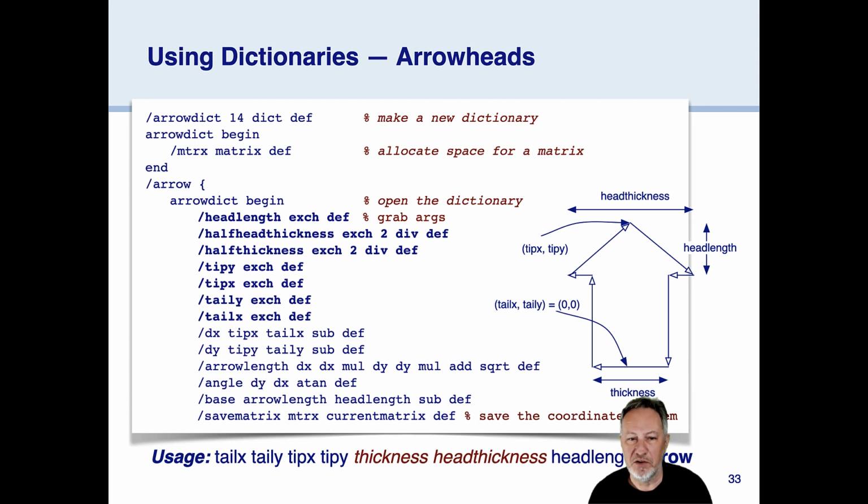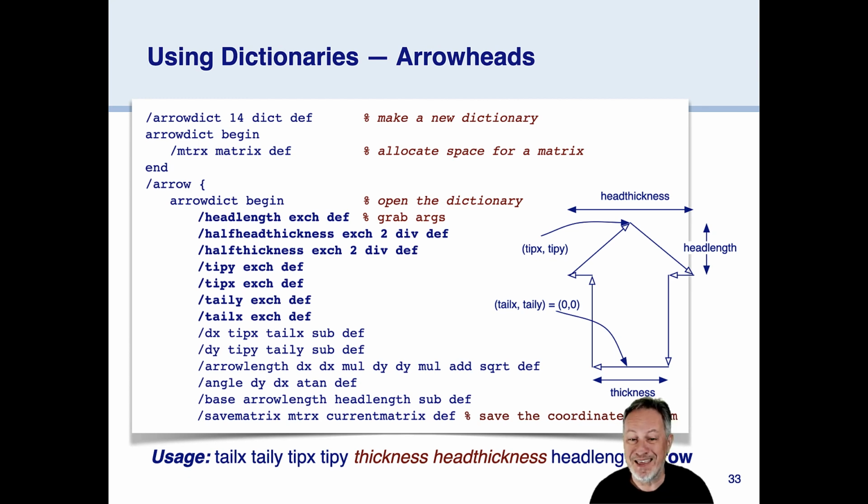So arrow first pushes arrowdict onto the dictionary stack with arrowdict begin. Then we grab the arguments, the head length, half head length, and so on. We're going to store all of these, and they'll be available symbolically under these names. Now we compute a bunch of other useful things. So the delta x and the delta y. Delta x is the difference between tip x and tail x, and delta y is the difference between tip y and tail y, and so on. We compute the length of the arrow in the obvious way.